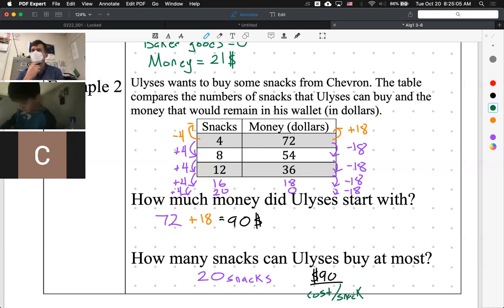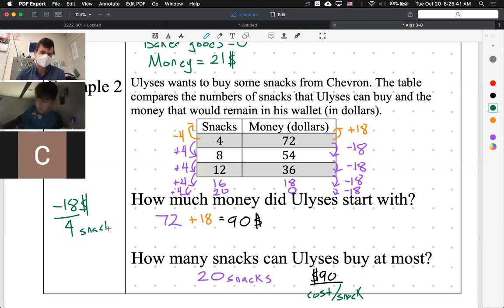Is there any way that you guys can help me find the cost per snack? Yesenia? Yeah, that's the slope, because cost per snack, whenever you hear the word per, your ears should perk up and be like, ooh, slope, or each, that means slope. Cost per snack, that's slope. That's this delta y divided by that delta x. So I lose $18 every time I buy 4 snacks. And I can have my units here so you can see $18 per 4 snacks.